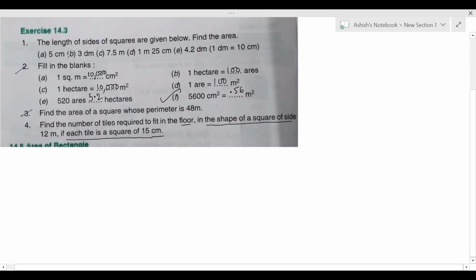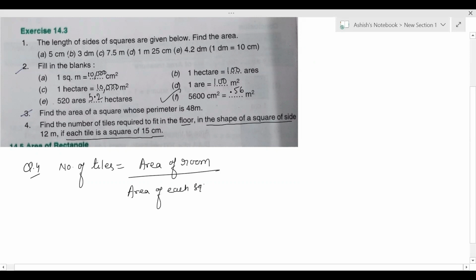In question number 4, it is asking find the number of tiles required to fit in the floor in the shape of a square of side 12 meter. It depends on two things. That number of tiles can be calculated if we know what is the area of room and what is the area of each square tile. Okay, so area of room is in the shape of square, so that is side into side, but the side of the square room is given in meter and the square of tile is given in centimeter.